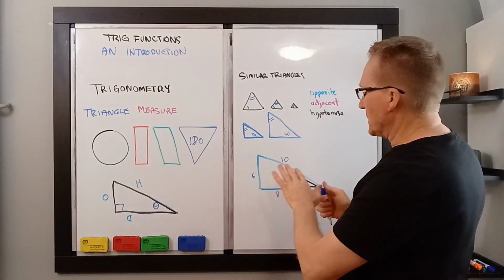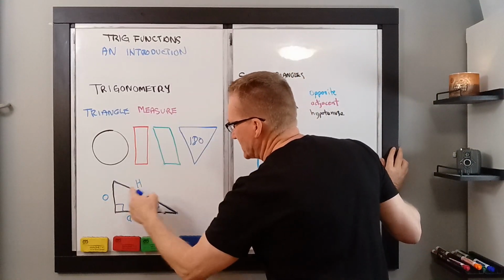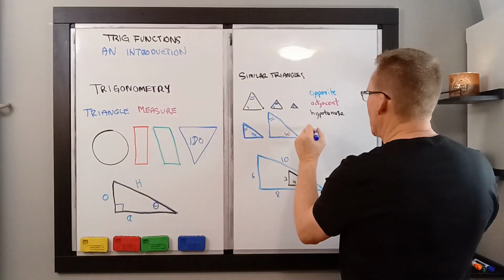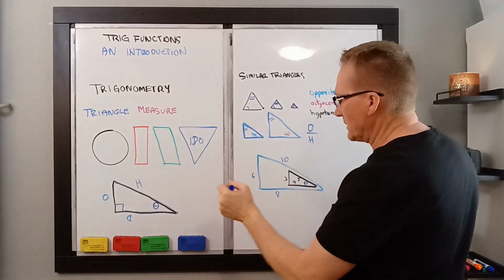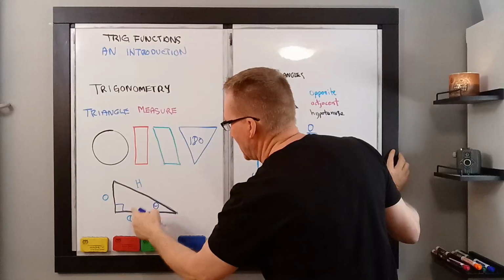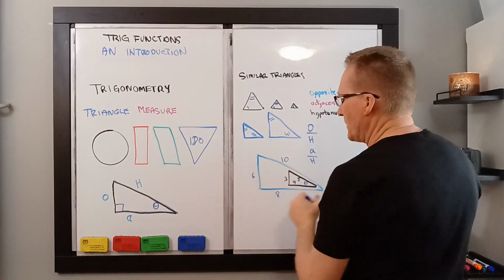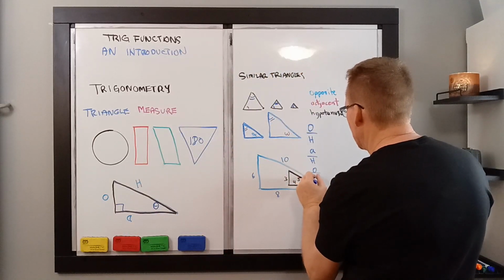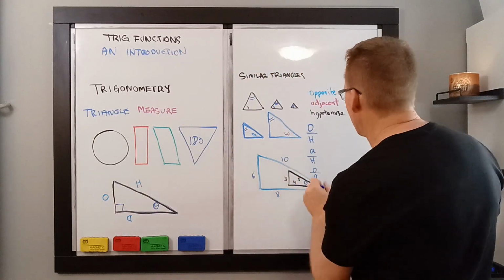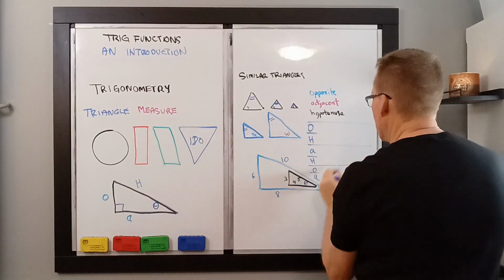And what we can do is create some labels for those. Let's take the opposite over the hypotenuse. I'm going to call that O over H. That's one ratio we could have. Another one we could have is A over H. And we could also have O over A. It's getting a little crowded here. Hopefully I can still work. I'll create some nice lines here.